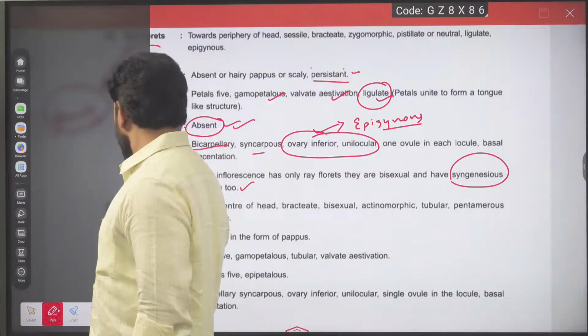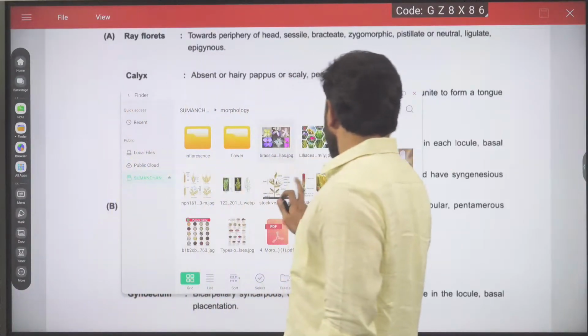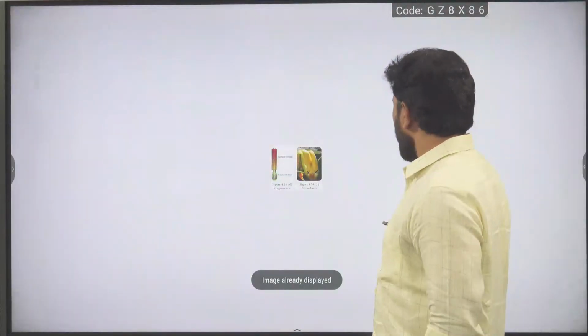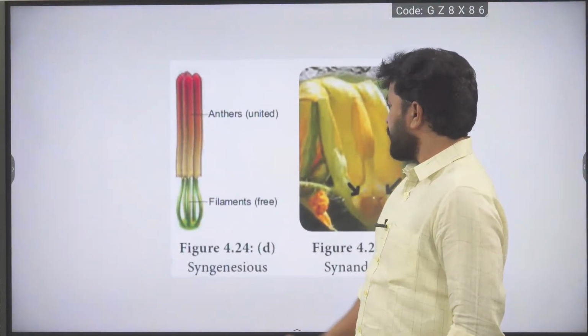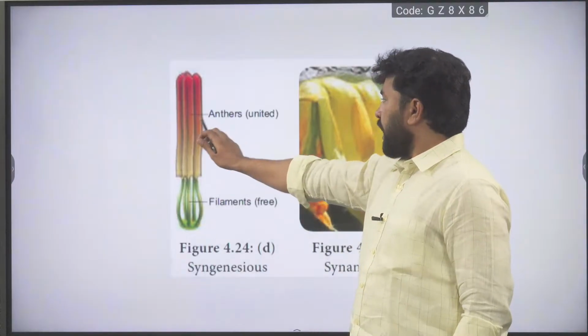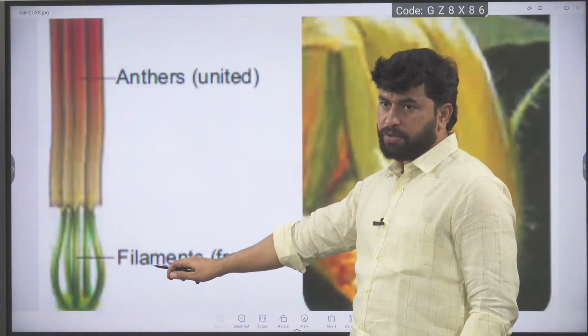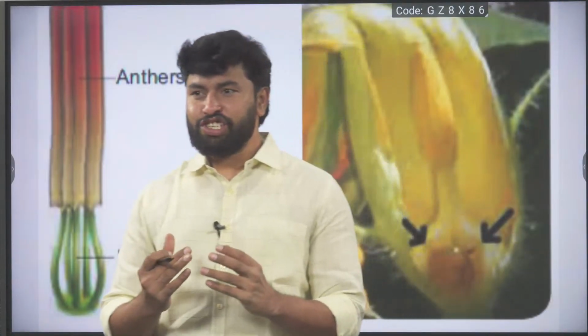Syngenesious stamens. Catch this idea of syngenesious. Look at this. In these stamens, anthers are united, filaments are free. Anthers united, filaments are free. This condition we call syngenesious.